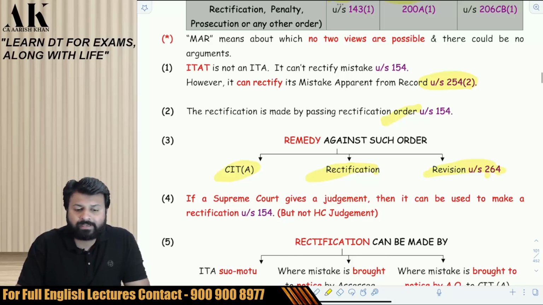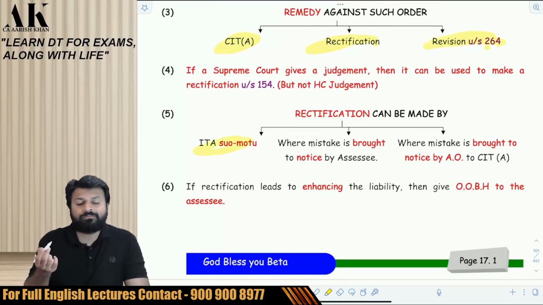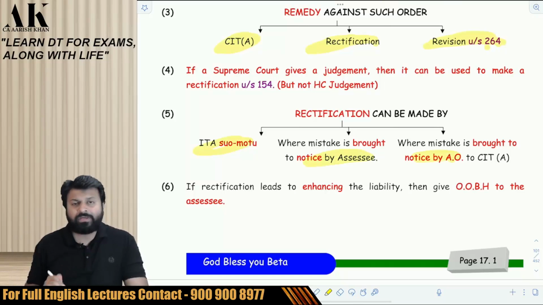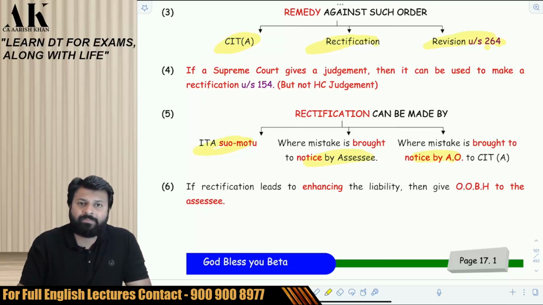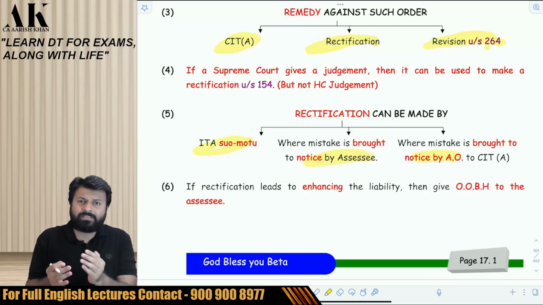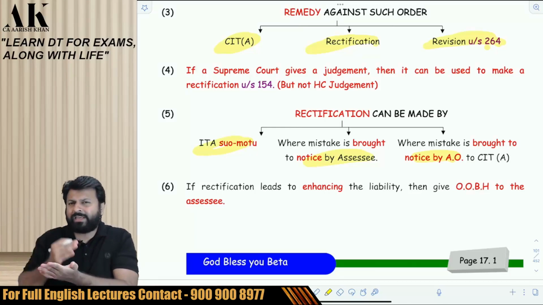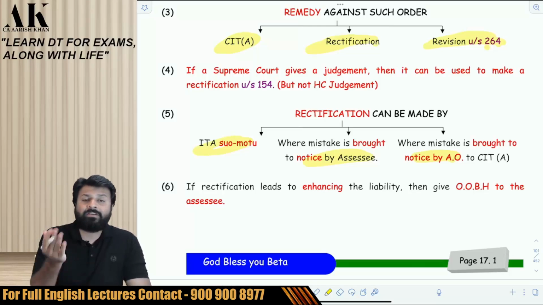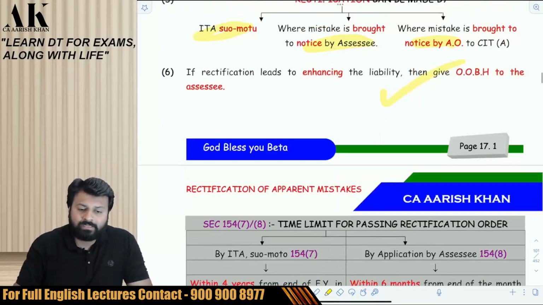Okay. Next, who can initiate rectification? A rectification can be initiated by the department suo motu, or it can be initiated by the assessee. The assessee can make an application, or it can also be initiated by the AO, whereby the AO will go and tell the CIT appeal, and the CIT appeal might rectify an order. So it can be initiated by the department, by the assessee, or by the AO, where the matter has gone for appeal, and if the matter is in appeal, the AO can go and tell the CIT appeal to please rectify this particular matter. In rectification, if the liability of the assessee increases, then you have to give an opportunity of being heard to the assessee.